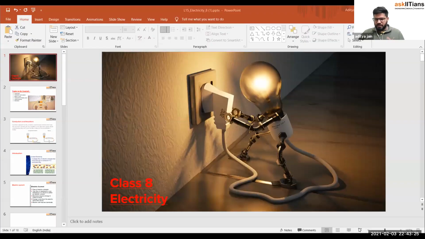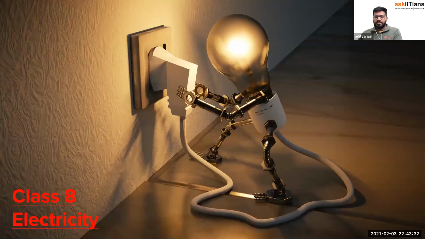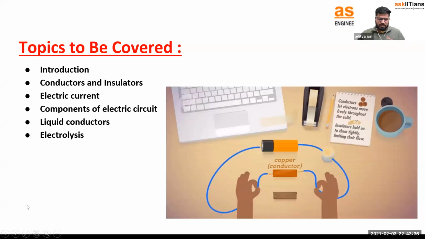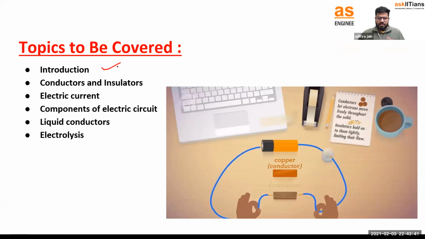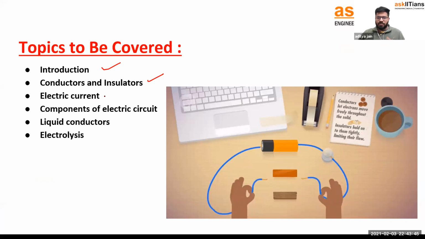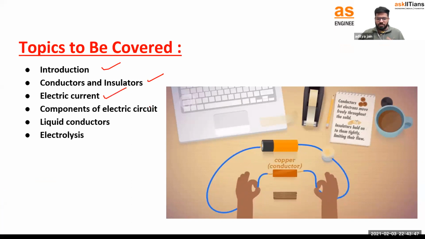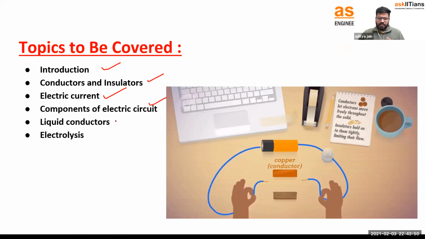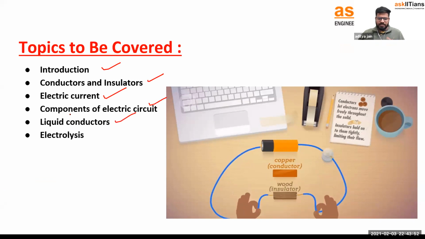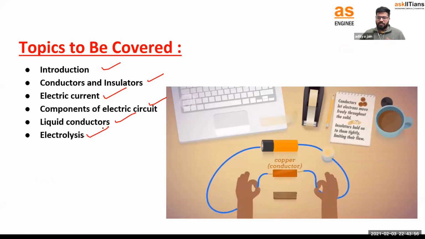Let's see which topics we are going to start today. So this is electricity or chemical effects of current. Today we are going to discuss some topics as follows. First the introduction, then conductors and insulators. Then we'll talk about electric current, then some components of an electric circuit. Then we move with liquid conductors. This is the main theme of this chapter, liquid conductors. And then we'll end the lecture with the topic electrolysis.